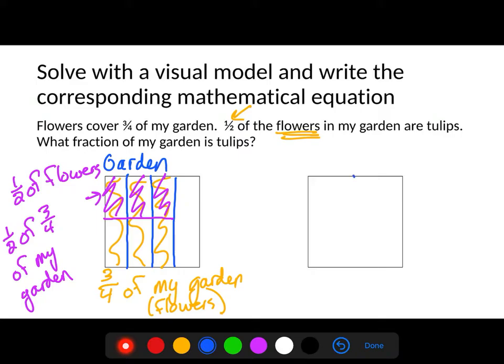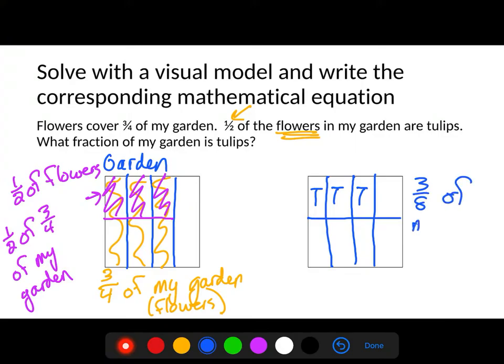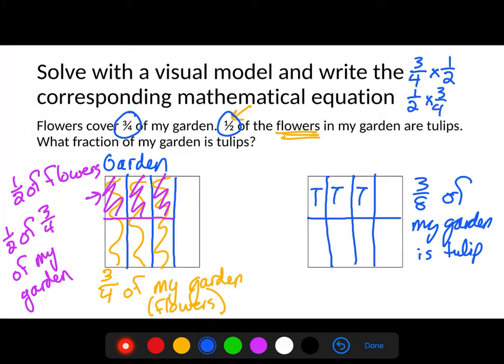I can clean this up for a final answer where I have my 3/4, my half, and I have tulips, and I can see that 3/8 of my garden is tulips. The second part of this question is about the mathematical equation. So the big confusion here is, should I write 3/4 times a half, the order where they show up in my story, or should I write 1/2 times 3/4? They both give us 3/8, but only one of them correctly models this situation. So we want to pick the one that models the situation.